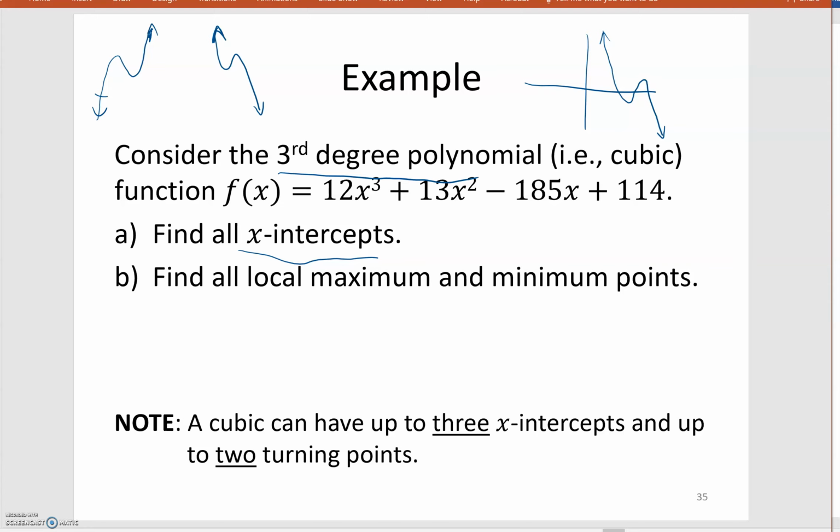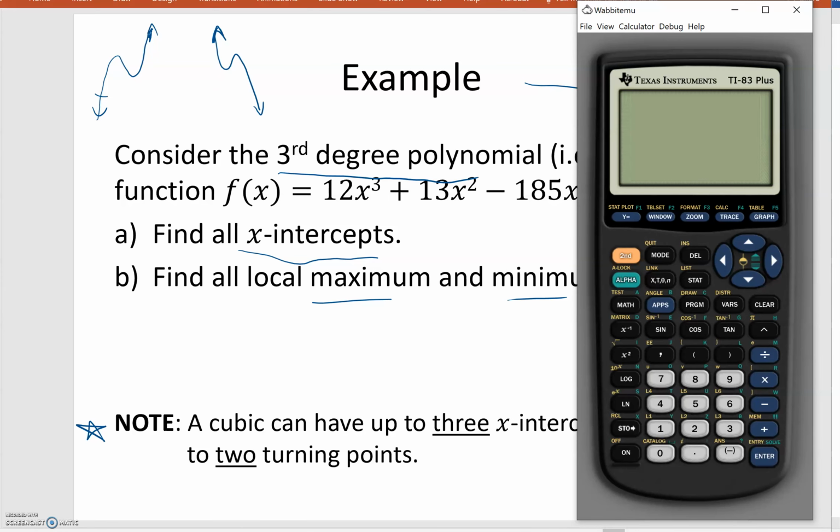Similarly, for local maximum and minimum, knowing what the picture looks like will tell us something about how many of these we could have. So turning points, well, we've only got 2 of them. So we have a local minimum and a local maximum, and only 1 of each. Okay. So that's a little more explanation of this statement down at the bottom. Why does it say a cubic can have up to 3 x-intercepts and up to 2 turning points? Well, that's why. Okay. But anyway, back to the problem.